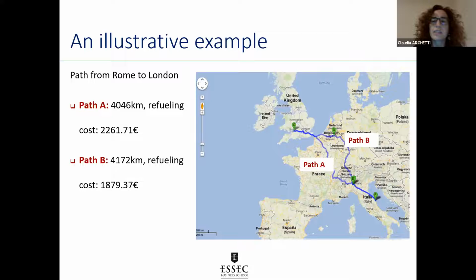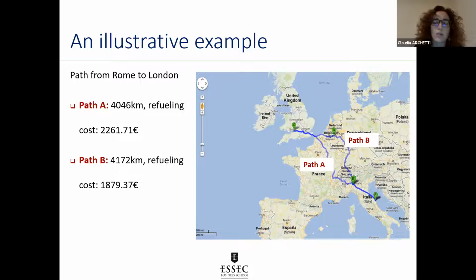Path A is the standard one. So if you go to a navigator and you ask what is the best way for going from Rome to London, the output is typically path A. Path A starts from Italy, then goes to Switzerland, France, and then London. This is the shortest path, which is around 4,050 kilometers long. And the calculated refueling cost along this path is 2,262 euros, more or less.